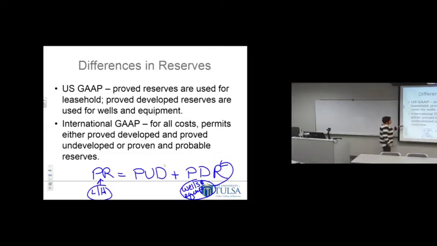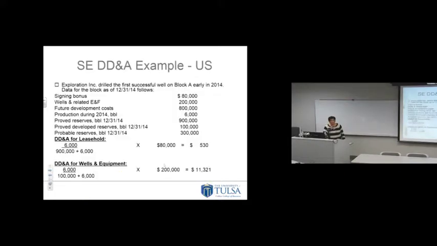Now, as we get to International GAAP, since we're using proved and probable, if we've got PUDs in this field, not only are we going to add our leasehold and our wells and equipment, but also an estimated amount to develop those PUDs, because we're writing off over proved reserves, which includes the PUDs. So under International GAAP, we're including an estimated amount to produce those PUDs, which we'll get to as we look at the examples. Okay, so here's our first example, starting off easy.